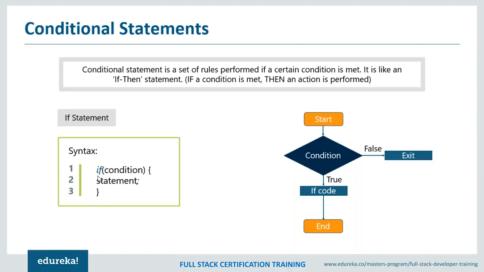So basically, if is a keyword and within brackets, you're going to define the condition. Now, if this condition is met, then this statement or a set of statements is executed. Okay. So this is how it works in the program. When you start the program and the execution comes to a condition, if the condition is true, the code within the if block gets executed. All right. And it ends there. But if the condition is false, you just exit from the if block. All right. Let's look at this practically.